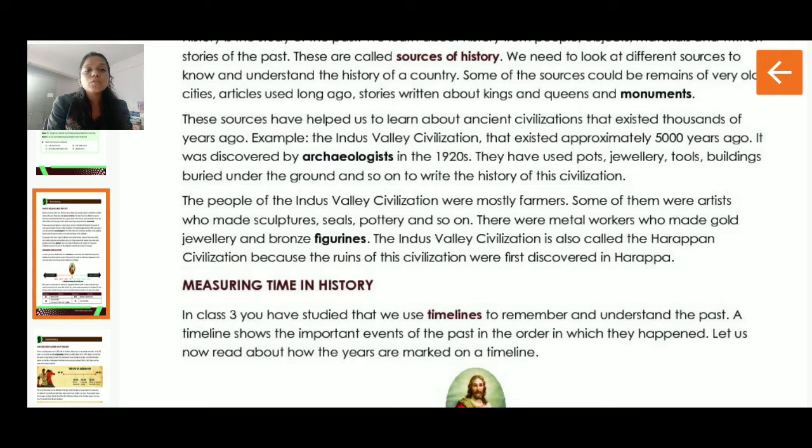They have used pots, jewelries, tools, buildings buried under the ground and so on to write the history of this civilization. Underline the word archaeologist. Archaeologist is a person who studies the articles or the material objects which are found from the past.